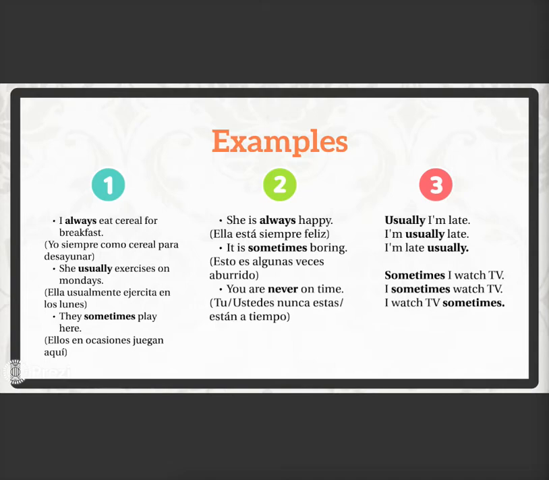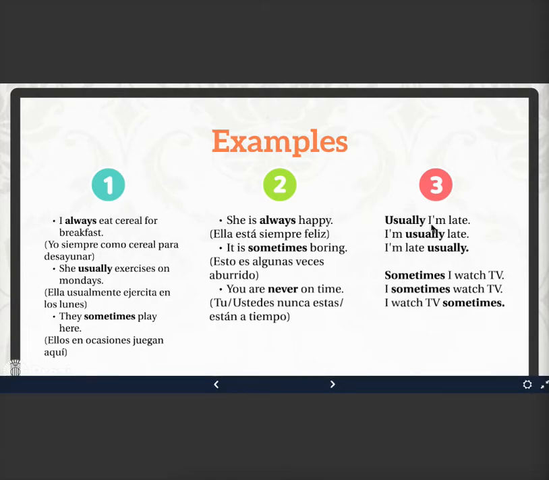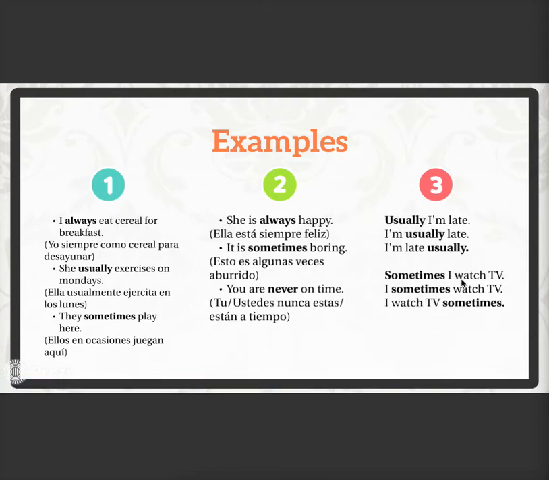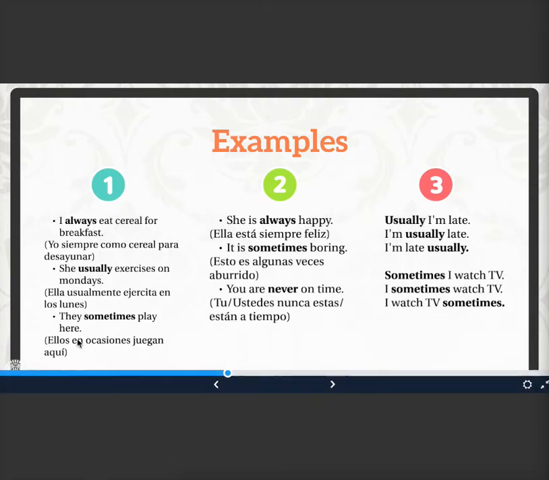That's it, very good. The frequency adverbs usually and sometimes may go at the beginning or at the end of the sentence. I mean, you can have it like here, look at this, they sometimes play here, or you can say sometimes they play here. Puedes ponerla al principio, al final o en la mitad. Pero solo con usually and sometimes, solo con esas dos.